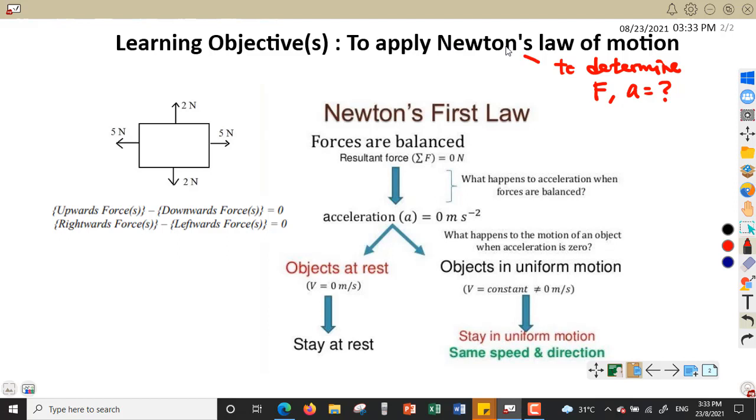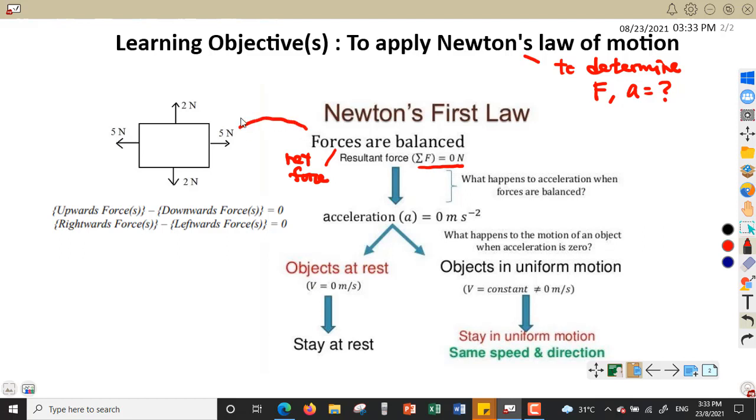Basically, we have three Newton's laws of motion: Newton's first law, second law, and third law. In this short video, we are going to recap what you learned in the lecture last Monday, what is meant by Newton's first law. According to Newton's first law, if the resultant force, or net force, acting on an object is zero, the forces are balanced.